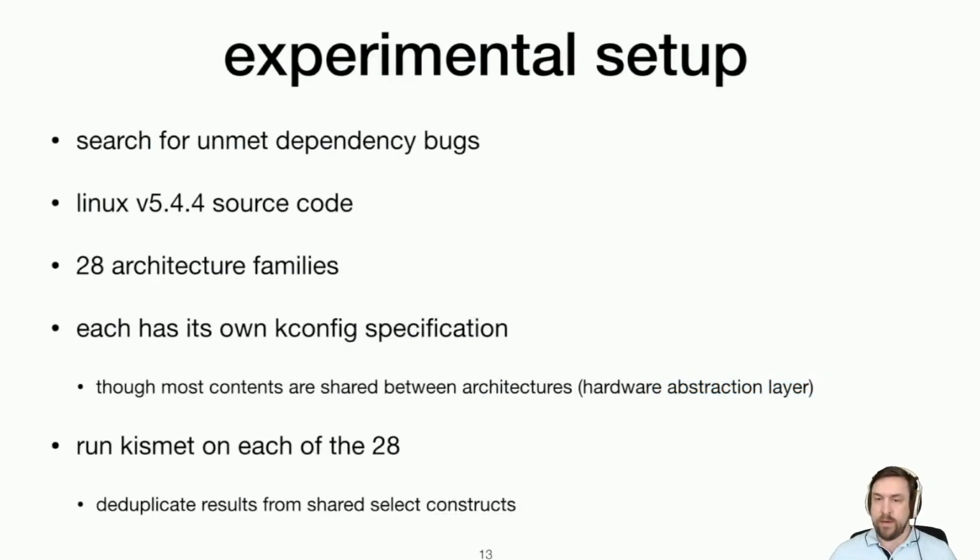We evaluated our bug finder on a recent version of the Linux kernel, and the one thing to point out here is that there's actually 28 Kconfig specifications in the Linux kernel, one for each architecture that it supports. But because of this hardware abstraction layer design, these Kconfig specifications actually share a large portion of their syntax. But we run Kismet on each of these 28.